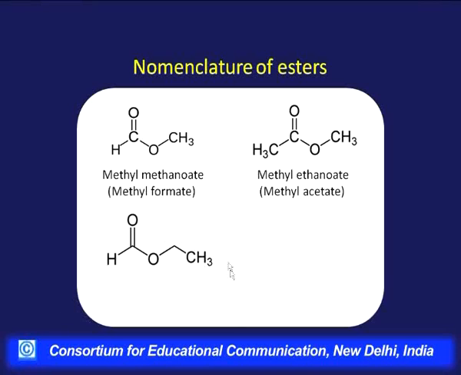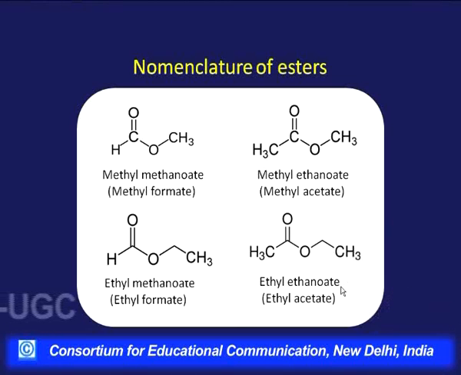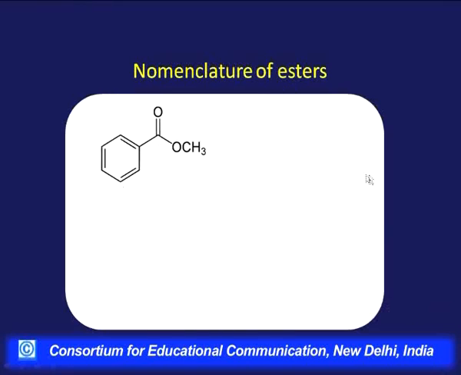Now, this is an ethyl group here, which means this is an ester with ethanol and a 1 carbon acid, that is methanoic acid or formic acid. So, this will be named ethyl methanoate, or ethyl formate in the common name. And this is a 2 carbon acid, ethanoic acid or acetic acid, and then its ethanol portion, the ethyl group. So, we will call this compound ethyl ethanoate in the IUPAC system and ethyl acetate in the common system. So, this way esters are named.